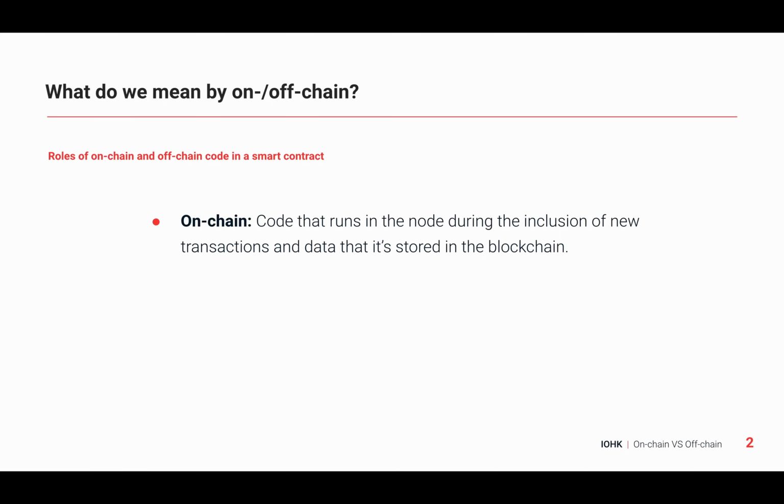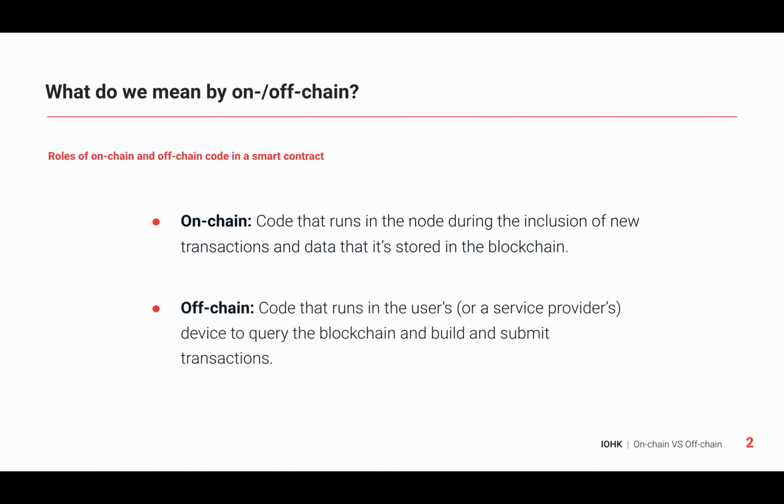And when we talk about off-chain code, we mean code that runs in the user's or a service provider's device to query the blockchain, build and submit transactions. This can be a step-by-step process, but you can also do complex stuff. For example, you could have a running process to check the state of a transaction and show it in a UI. Or one that tracks an address and submits transactions when a specific UTXO is consumed or a date passes.